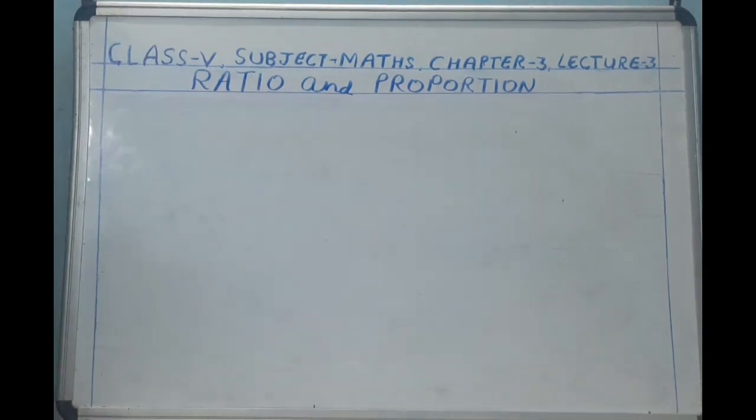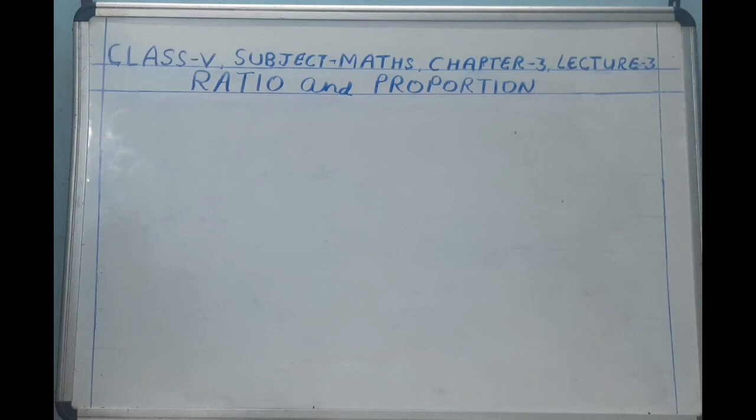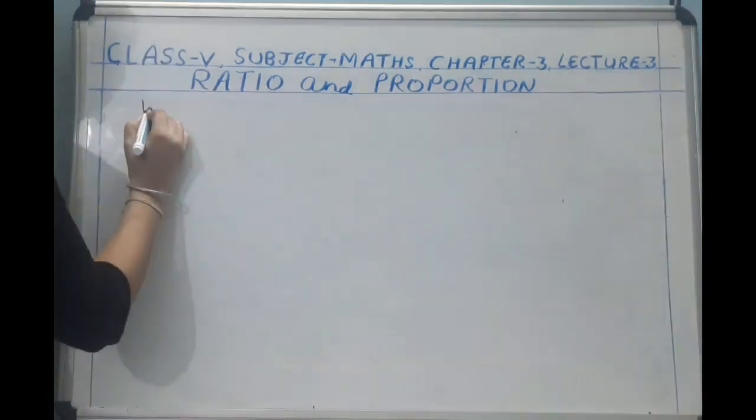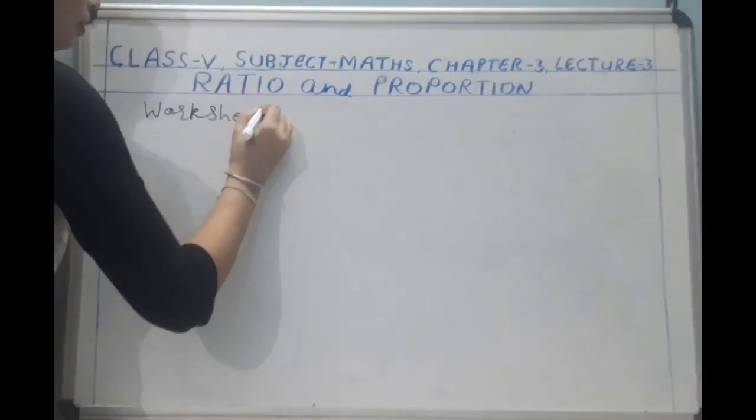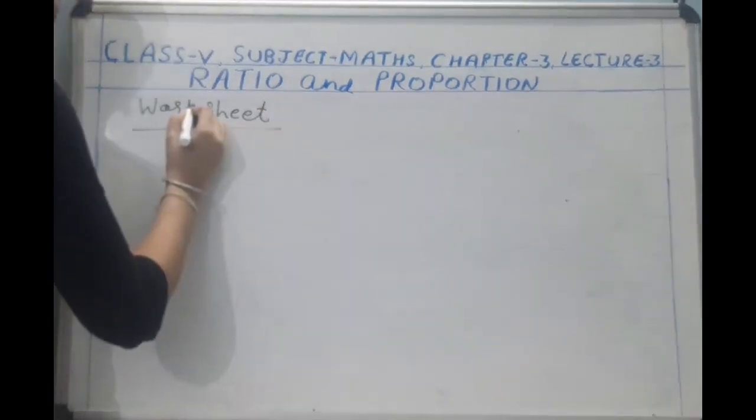Now your exercise 3C has completed. Only few simple questions are left which I will give you in homework. After that there is worksheet. Worksheet question 1 to 4 were given in homework in previous lecture. And now we will do worksheet question number 5, A part.